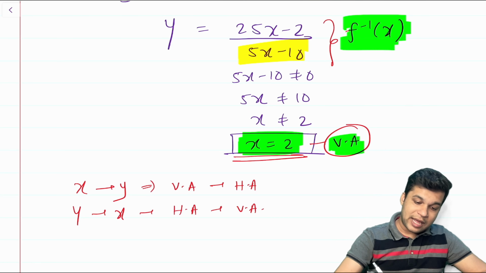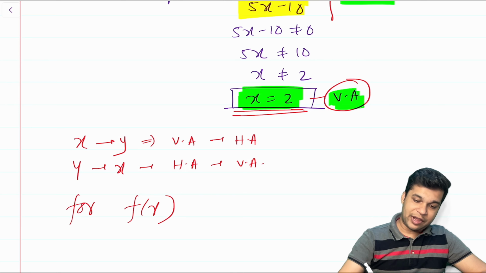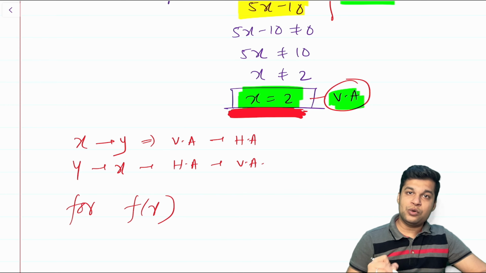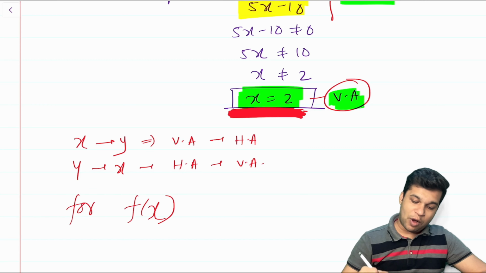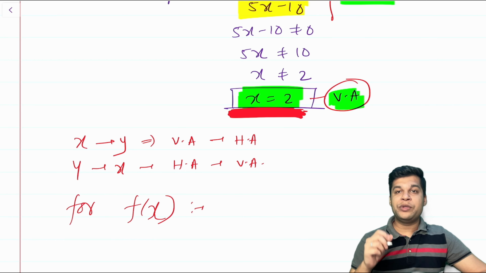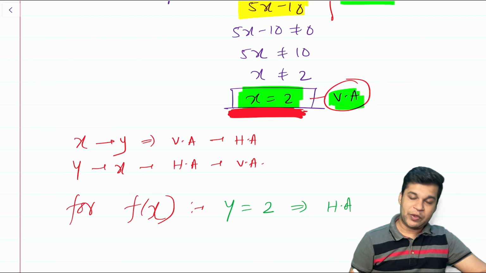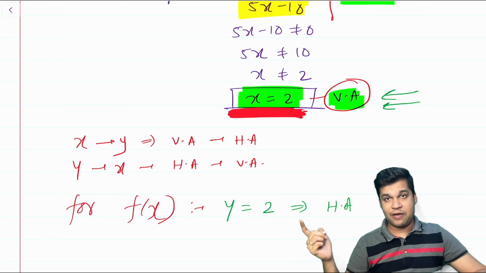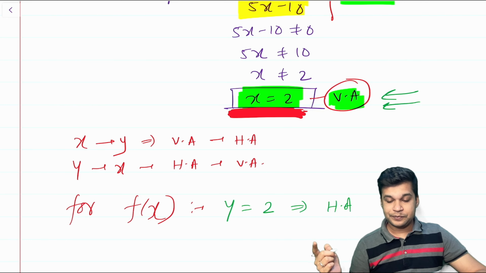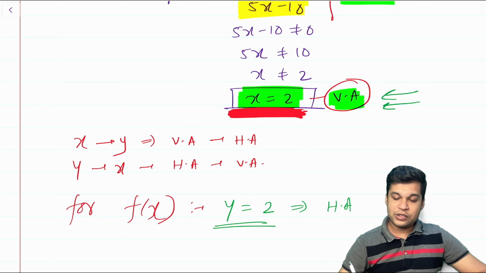But for the graph of f of x, this x equal to 2, you have to swap x and y. So x equal to 2, which is your vertical asymptote, will become y equal to 2, and again this will be a horizontal asymptote. What I'm trying to say here is, if you have to draw this on the graph of f of x, then you will have to swap x and y. So y equal to 2 is the horizontal asymptote.